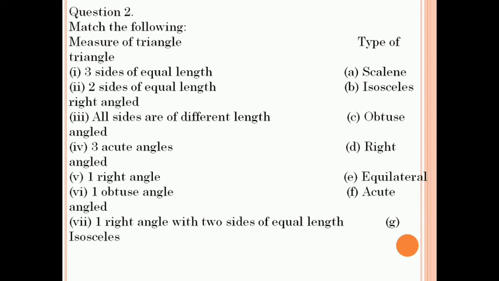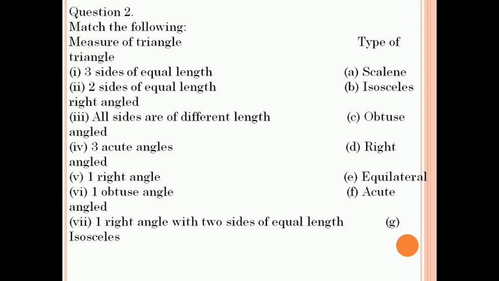This is question number 2, and in this we have to match the following. They give us two columns: measure of the triangle and the type of triangle. In the first column they give us 3 sides of equal length. So what will be the answer? Equilateral. 2 sides of equal length, that means it is an isosceles triangle.